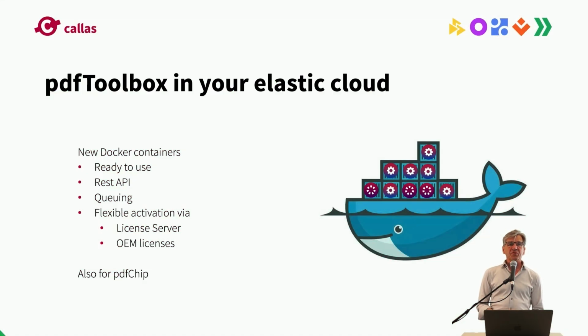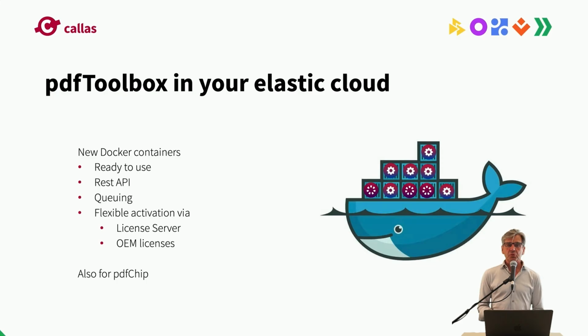It's now time to say hello and welcome to a new piece of software, and that is pdfToolbox in your Elastic Cloud. Docker images. pdfToolbox 16 already also is available as a Docker image, but that to the outside is controlled by our command line. Here the Docker image provides a REST API. So there is a REST API server, and that means you can easily integrate this pdfToolbox Docker image into your Elastic Cloud and control it, talk to it using REST API.